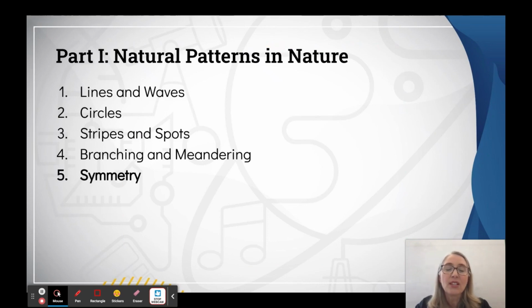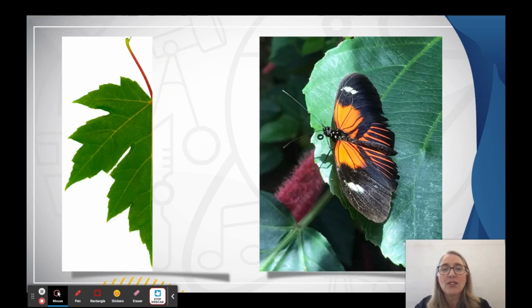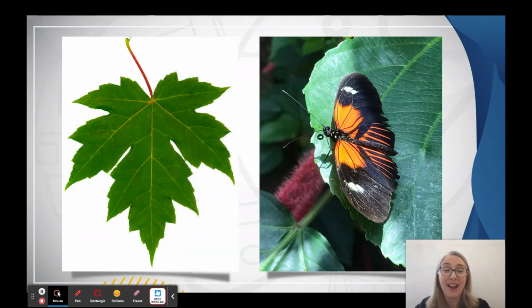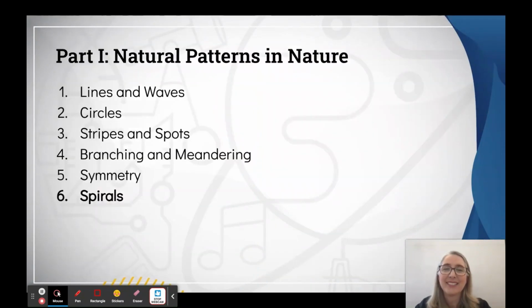We also have examples of symmetry in nature. This is where you have one half of something that matches the other half of something. So if I were to fold that leaf in half, they match up perfectly, just like the wings on this butterfly match up along that line of symmetry that's its body.